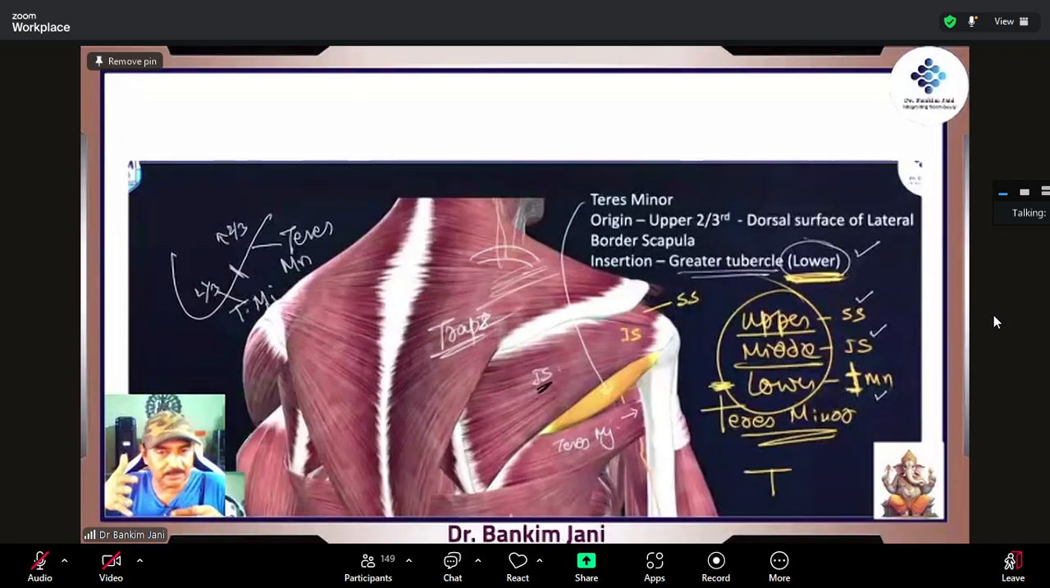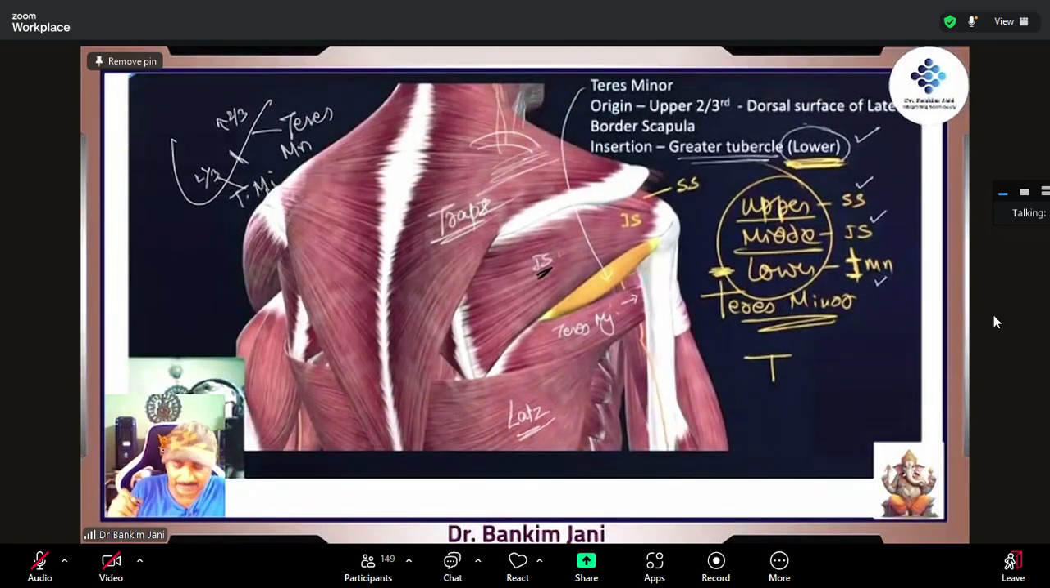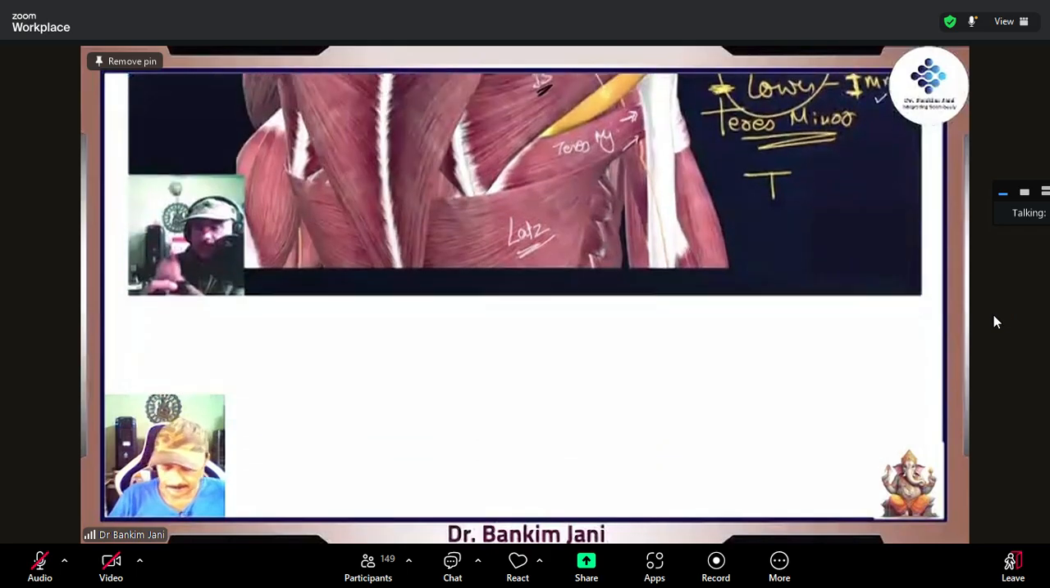In front, pectoralis major connects, and in the middle, through the bicipital groove, latissimus dorsi connects. So that's the latissimus dorsi here. We have seen that also. See the latissimus dorsi going over there, and teres major will be on the lower lip, and that's how this will be connected.